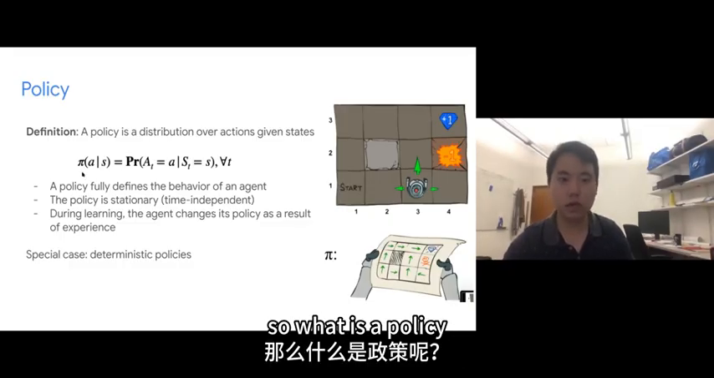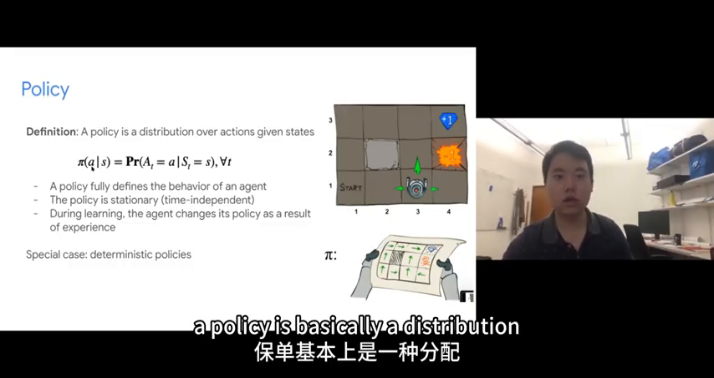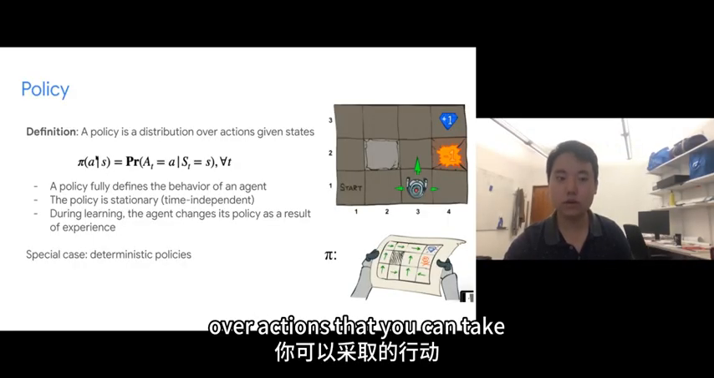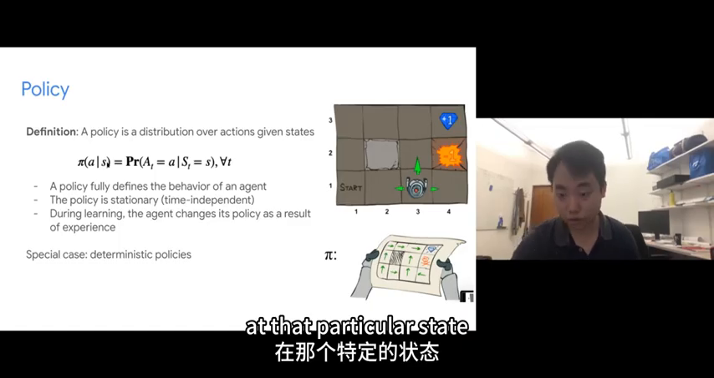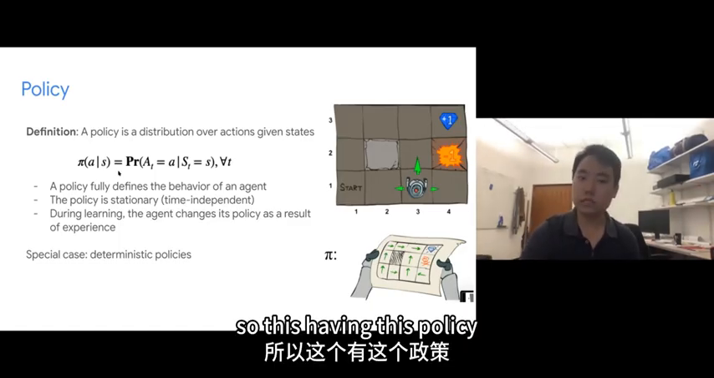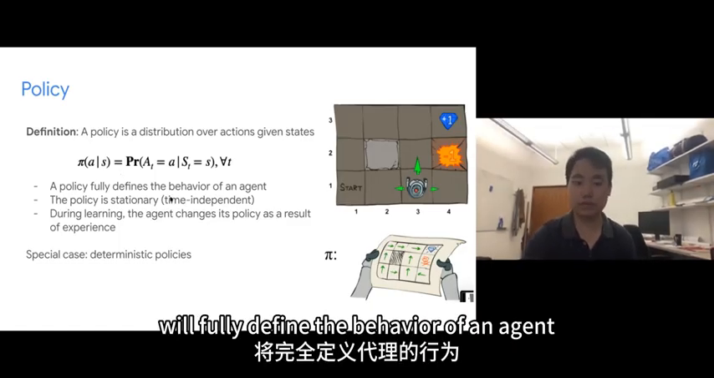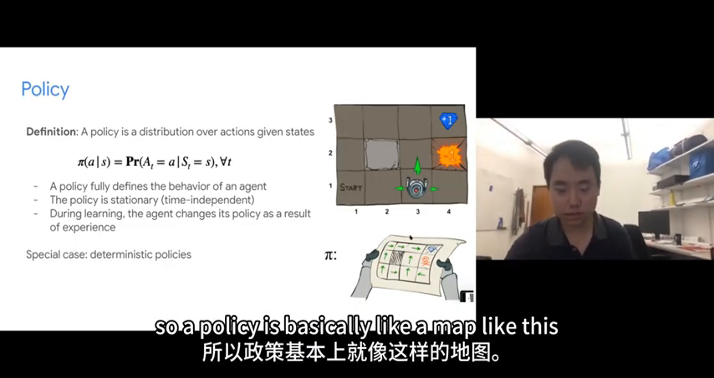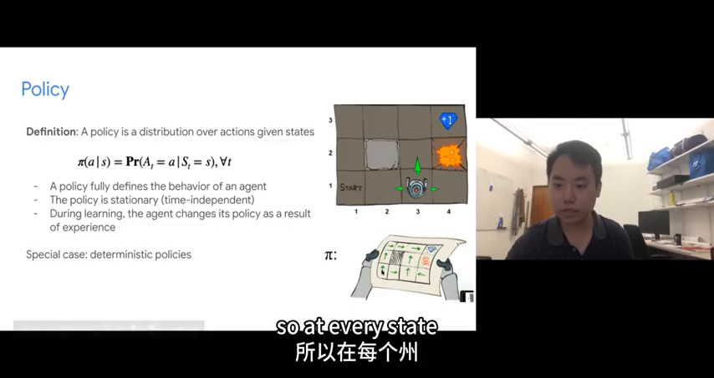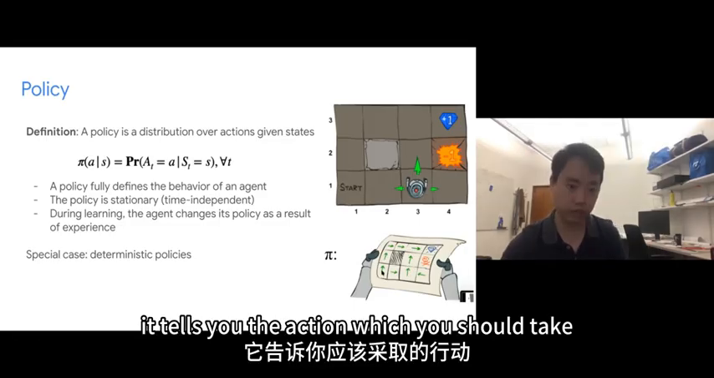So what is a policy? A policy is basically a distribution at a particular state over actions that you can take at that particular state. So having this policy will fully define the behavior of an agent. A policy is basically like a map like this. At every state, it tells you the action which you should take.